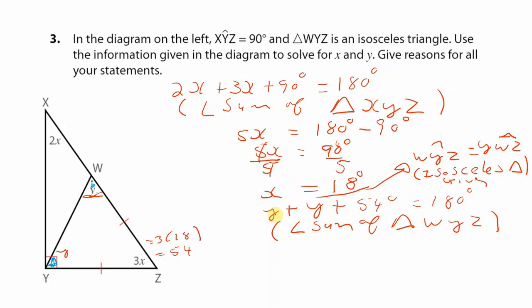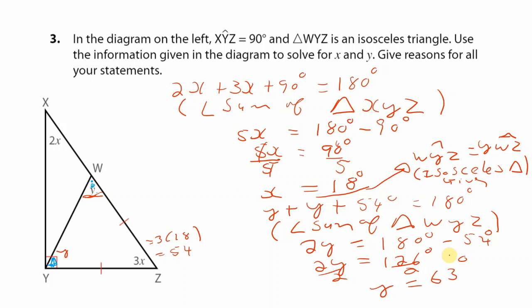And now we can solve. So y plus y is 2y. We have to swim the plus 54 across. It becomes negative 54. So 2y equals 180 minus 54 is 126 degrees. We have to divide both sides by 2. So y equals 63 degrees. So we have solved x, we have solved y as well.